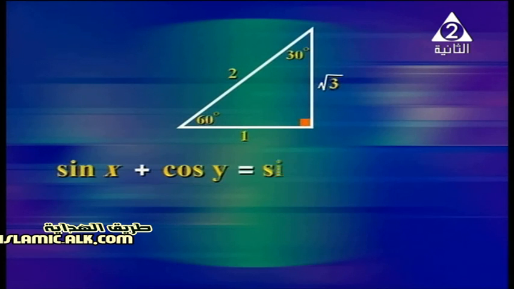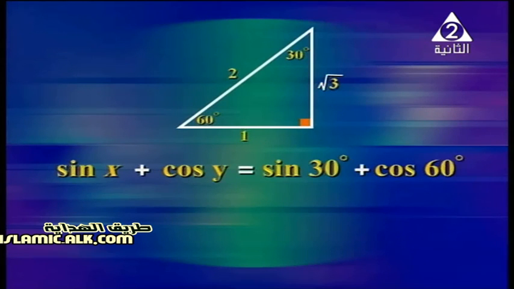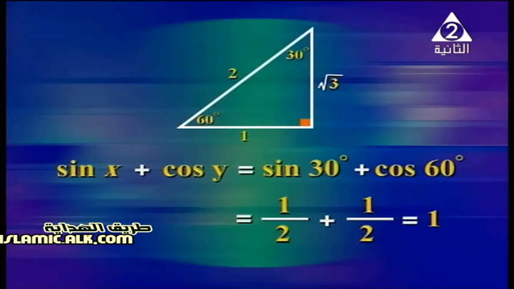Sine x means sine 30 degrees. Plus, what about cosine y? It means cosine 60 degrees. What about sine 30 degrees? Opposite over hypotenuse, so it is 1 over 2. What about cosine 60 degrees? It's adjacent over hypotenuse, so it is 1 over 2. Then it is half plus half to obtain a result as 1.